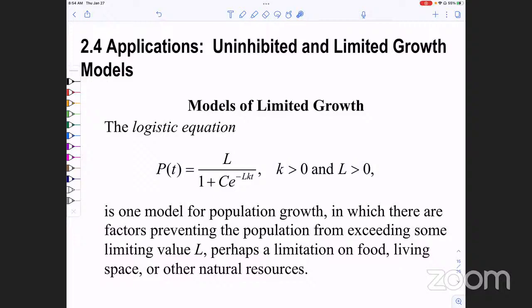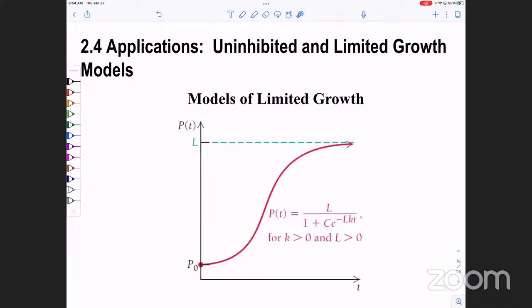is a model for population growth in which there are factors preventing the population from exceeding some limiting value L. Perhaps a limitation on food, living space, or other natural resources, right? So with these, they start off growing exponentially, but then they eventually level off because of some limiting factor. Okay, so this is the logistic growth model. It starts off initially growing exponentially, and then it finishes growing logistically.